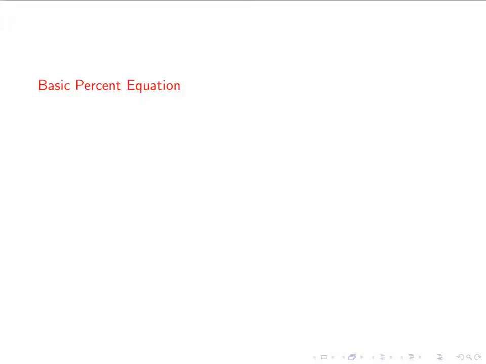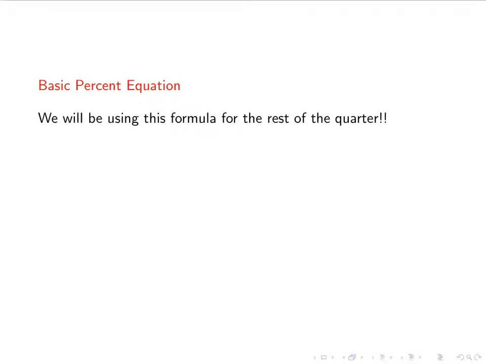Okay. What we're going to focus on is what's called the basic percent equation. We're going to see this formula come up throughout the rest of the quarter, all the way down to the last lesson that we do. And it is basically percent times base equals amount. So P times B equals A.